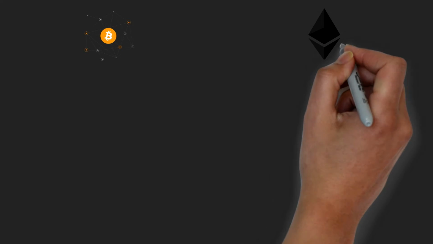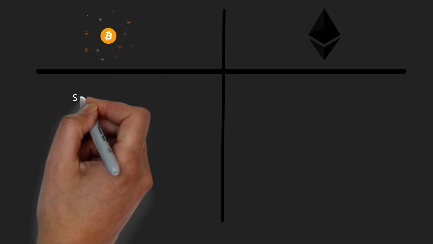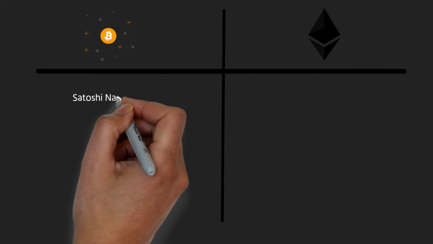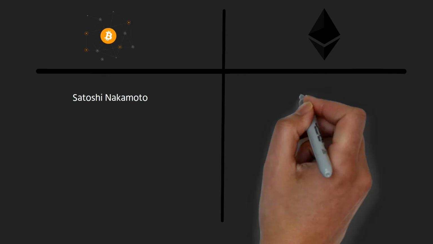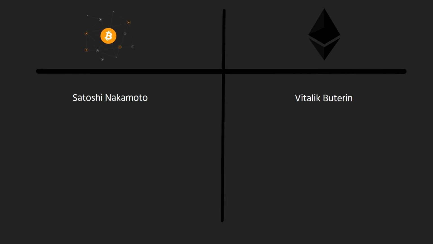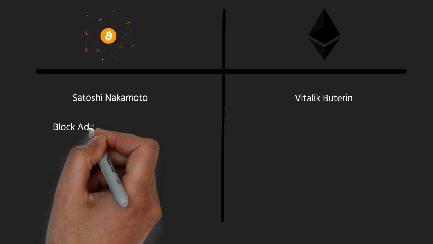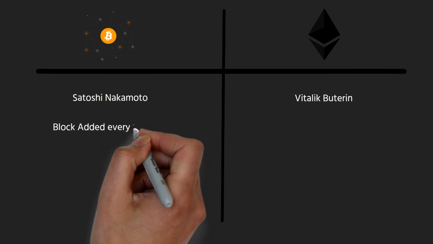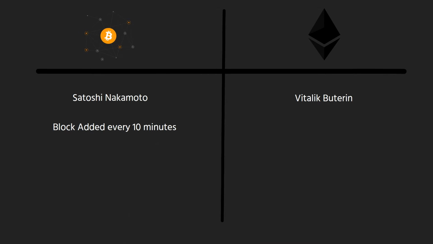First, we will go over some basic similarities and differences between Bitcoin and Ethereum. Bitcoin was created by an unknown person with the pen name Satoshi Nakamoto. Ethereum was designed by Vitalik Buterin, and he is still very active in the continued development of Ethereum.